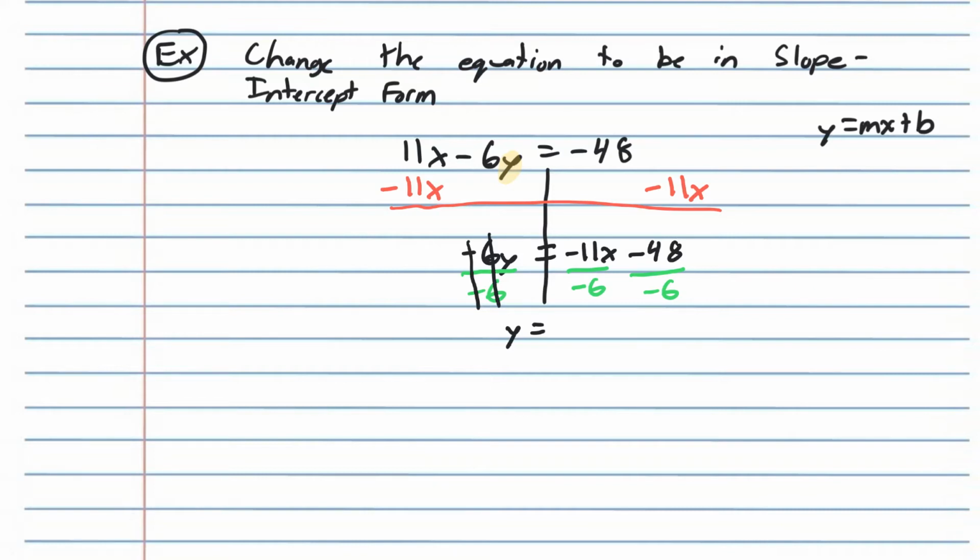On the right-hand side, 11 divided by 6 does not work out nicely, okay? But these negatives do cancel each other out. So it becomes positive 11 over 6x.